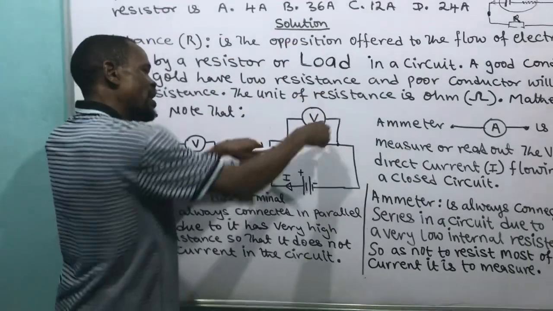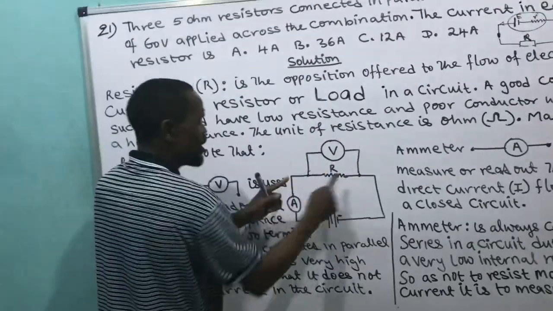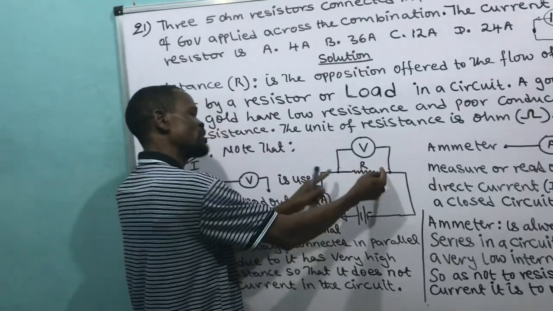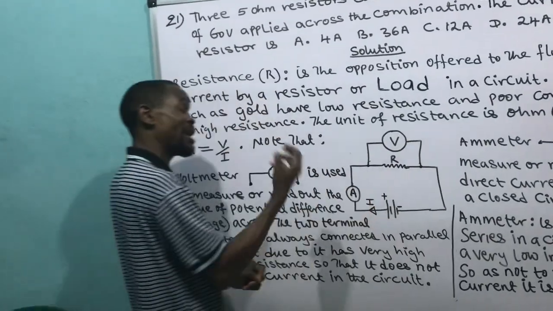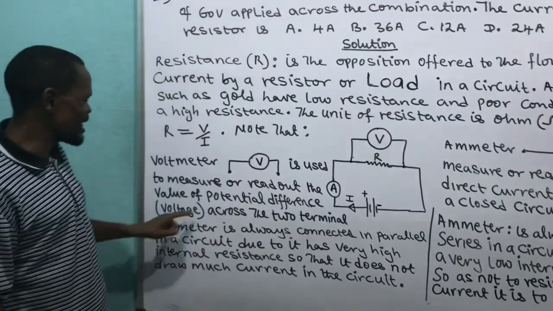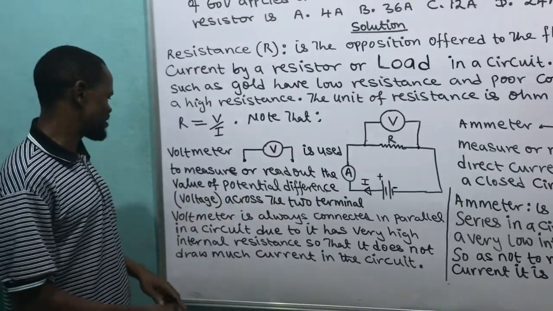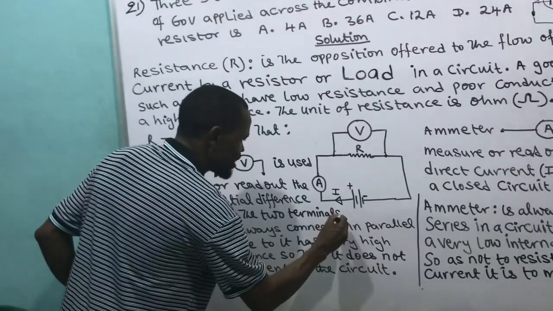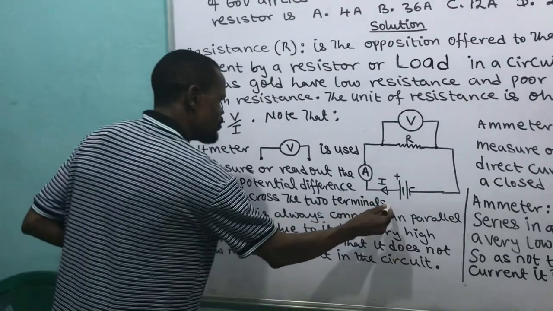When I put it here, it will read the potential difference. Whether the voltage is moving this way or this way, the voltmeter will read it for me and give me the actual value of voltage drop across this load. As we said, across the two terminals. Then we will now come back to say voltmeter.